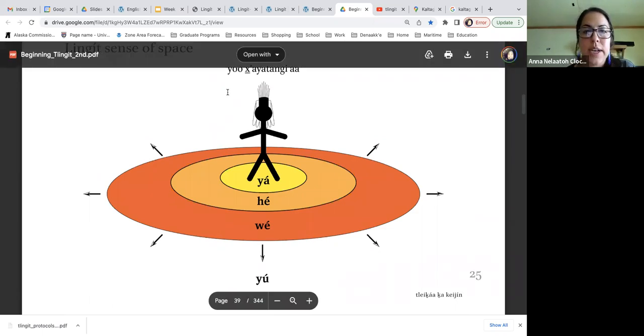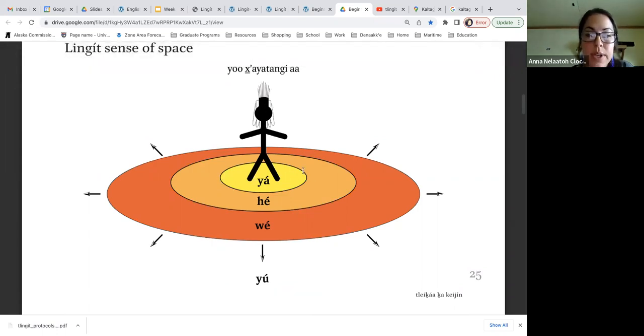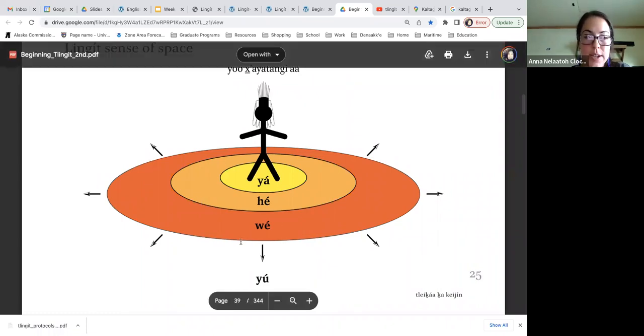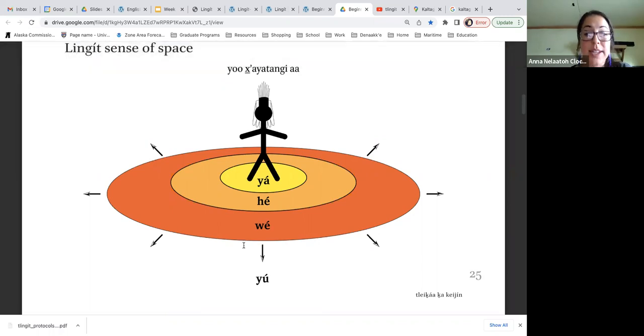And so yu-ai-tungi-a means the one who's speaking. And so if the person who's speaking is talking to something right close to them, they would say ya. Or if they're referring to something like this hat, it would be ya. So if it's a little bit out of their reach, it would be he. Maybe like across the table or across the room, weh. And then out the window, way far yonder, would be yu.